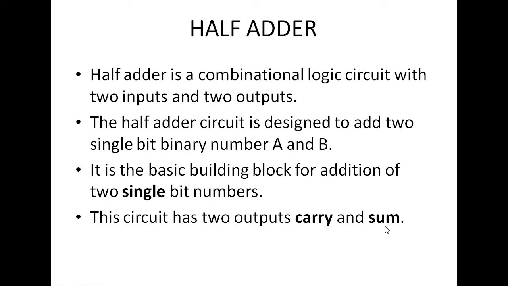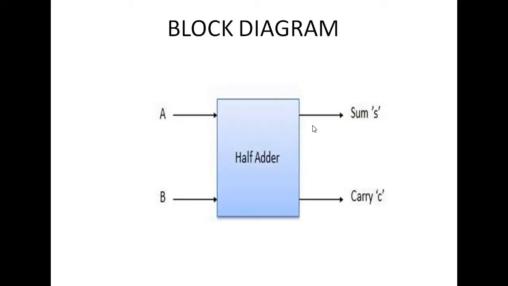In simpler terms, adder means, from the name you can imagine, addition of different bits. Half adder means addition of 2 numbers, addition of 2-bit binary numbers. Okay, next, this is the block diagram of your half adder. 2 inputs are A and B and 2 outputs are sum S and carry C.